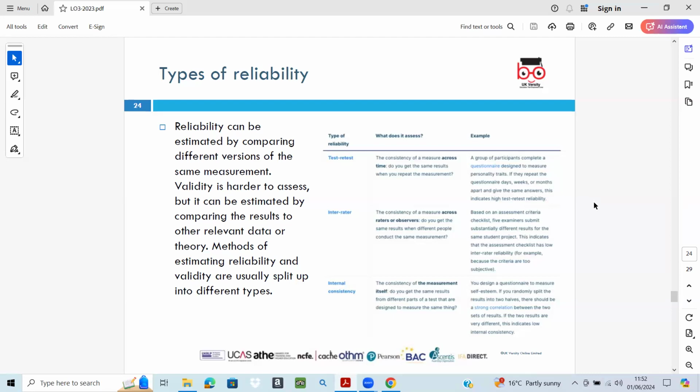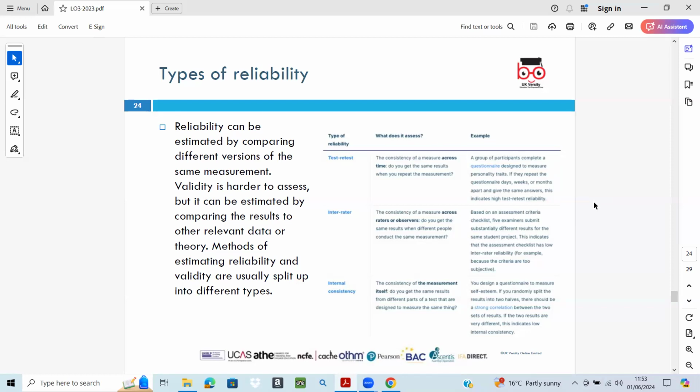the same group of participants on two different occasions. So the correlation between the results of the two administrations indicates the stability of the measurement over time. This type of reliability is useful when the attribute being measured is expected to remain stable over time, such as personality traits or intelligence.